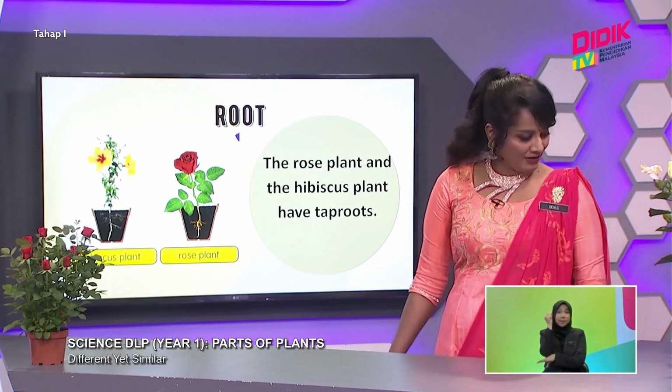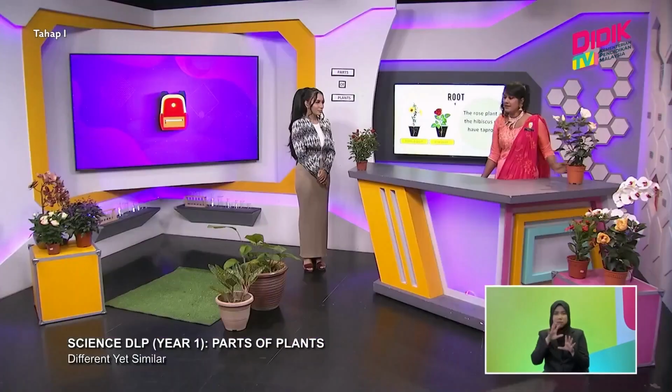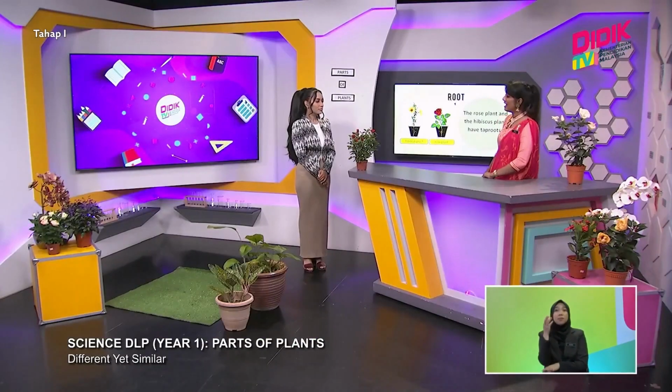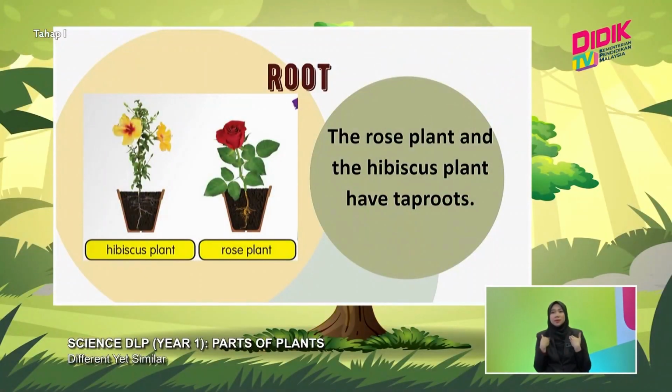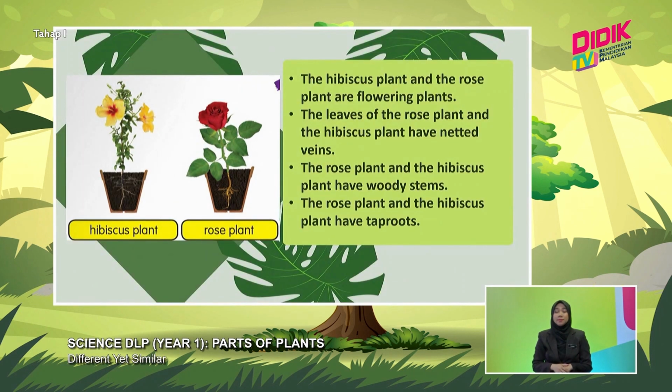All right, then we go to the root. Since we cannot take out the root, we just believe that the rose plant and the hibiscus plant have tap roots. Tap roots. Yes, it's just long in the middle. Oh, the long one. Okay, so let us see the hibiscus plant. We just do the conclusion here. The hibiscus plant and the rose plant are flowering plants. The leaves of the rose plant and the hibiscus plant have netted veins.